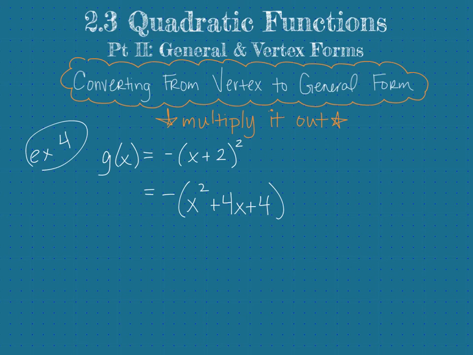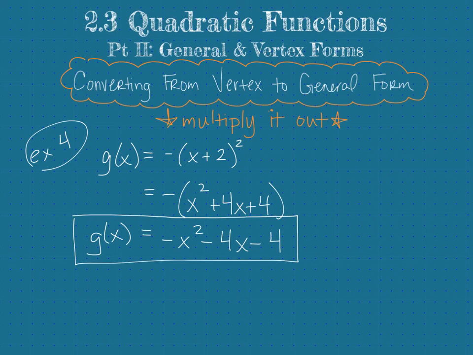It's pretty cool. All right, then we're going to distribute that negative through, so it's -x squared minus 4x minus 4, and that is our quadratic function going from vertex form to general form.